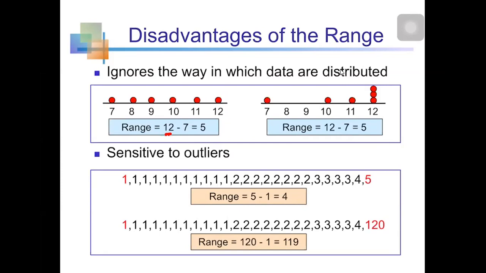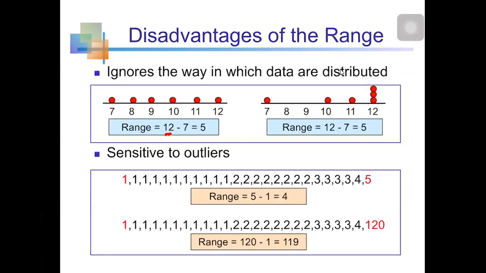Second one, range is very sensitive to outliers. Outliers here are extreme values. So if your data set has extreme values, your range will be large because of the impact of the outliers.